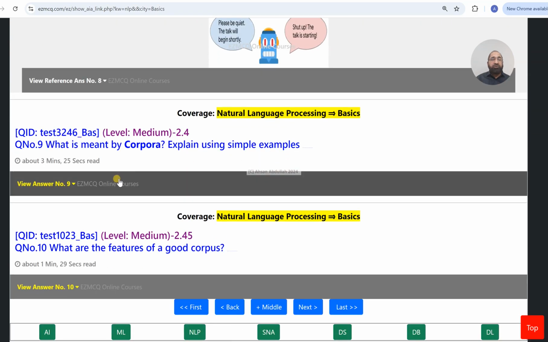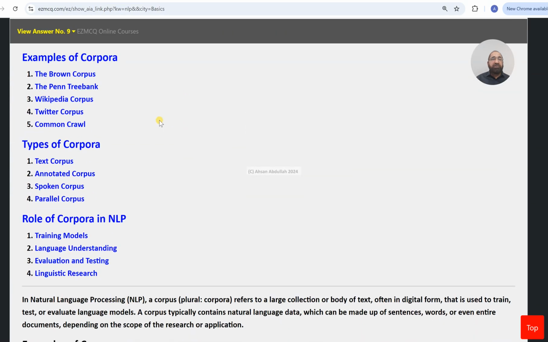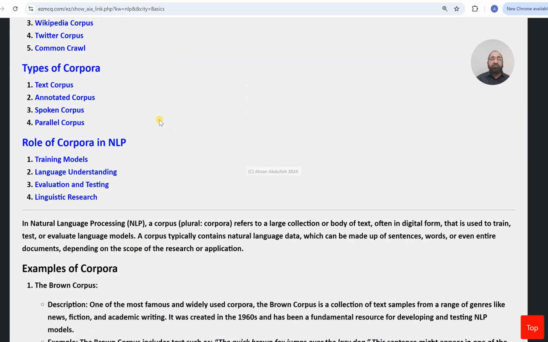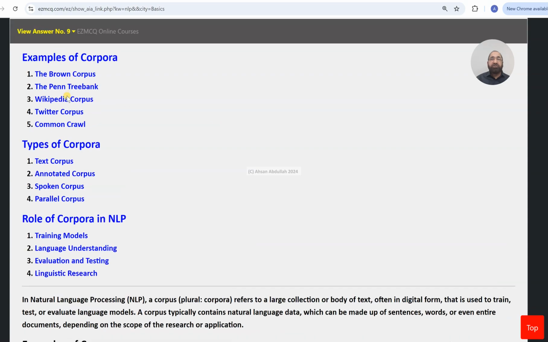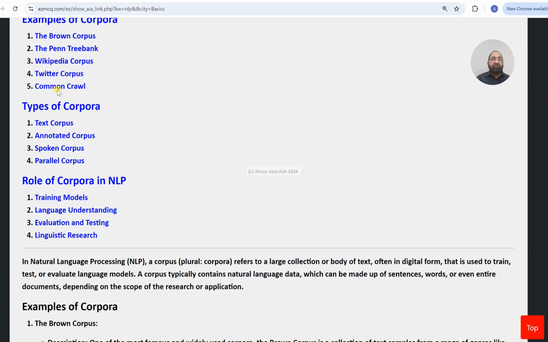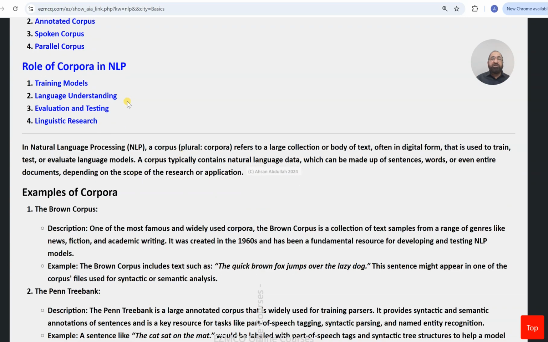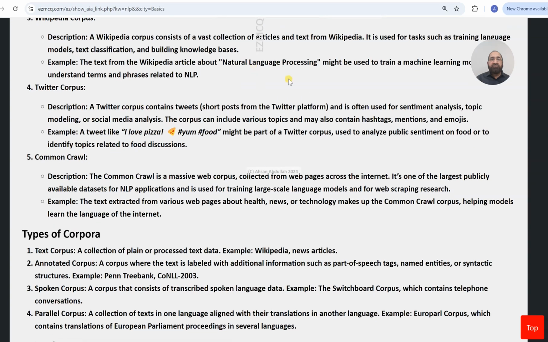So what is meant by corpora, and give a simple example. Corpora basically consists of a kind of text bank on which different models are trained, and there are different corpora with different characteristics. Common Crawl is based upon the web. And we have a text corpus, and corpora is a collection of corpus, and an annotated corpus, where something is added to the words and sentences. They are used for training the models, language understanding, and linguistic research. So the details are here.